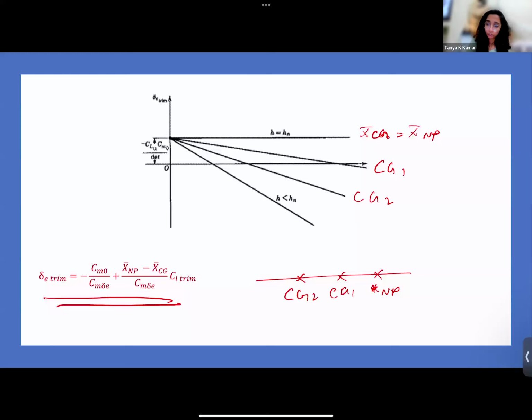Okay, so I'll just draw the graph here. If this is the CL at which I want to trim, the elevator required for the CG that goes away from NP is less, right? So this is less than this. Okay, I hope this is clear. All right, so let's go to the next question.